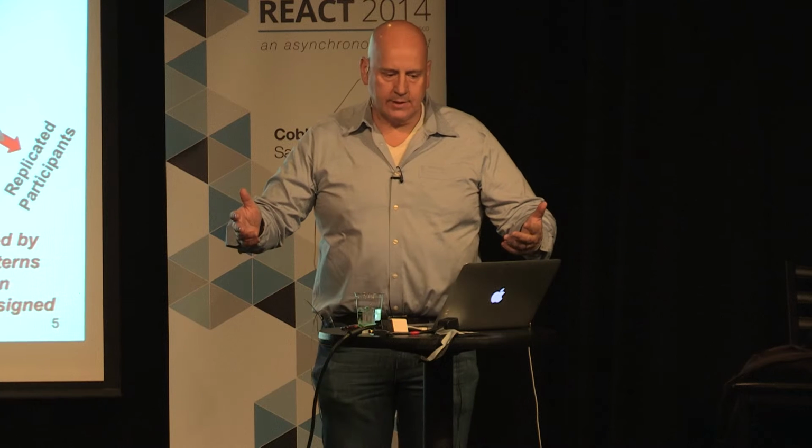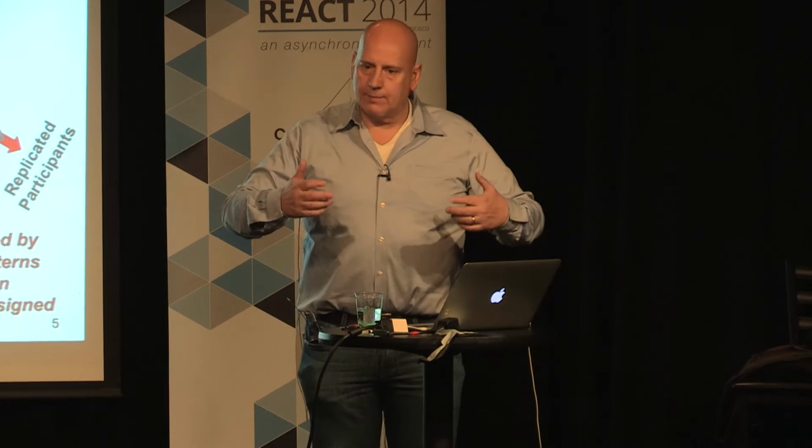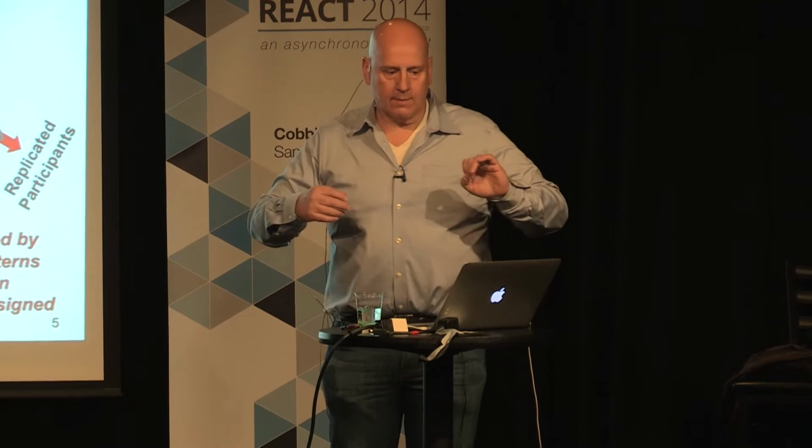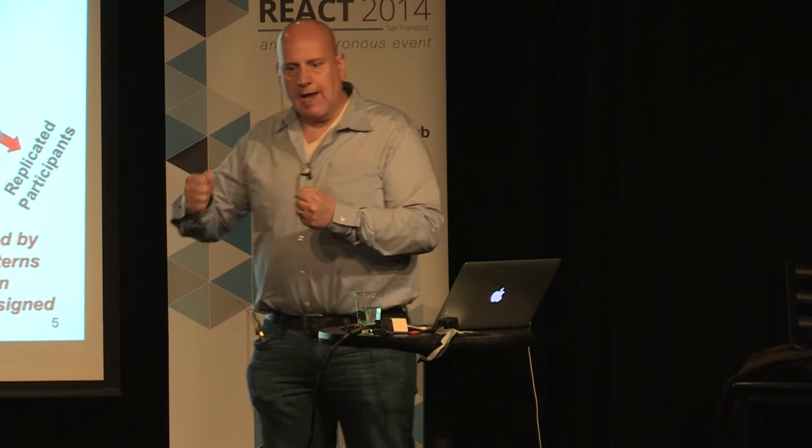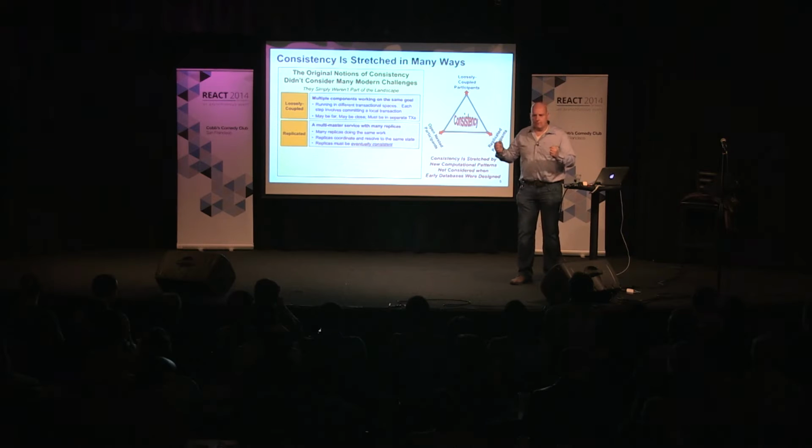Replicated. That's where you have a multi-master service with many replicas. They're doing the same work. They coordinate and resolve to the same state. We talk about being eventually consistent, and I'll talk more about that later on. When you have multi-master replicas, maybe you have 5 of them, you don't have to find more than one of them. You find one, you do your work, he takes care of the difference. They squirt it around, make it all happen, and that's how a multi-master replicated system works.